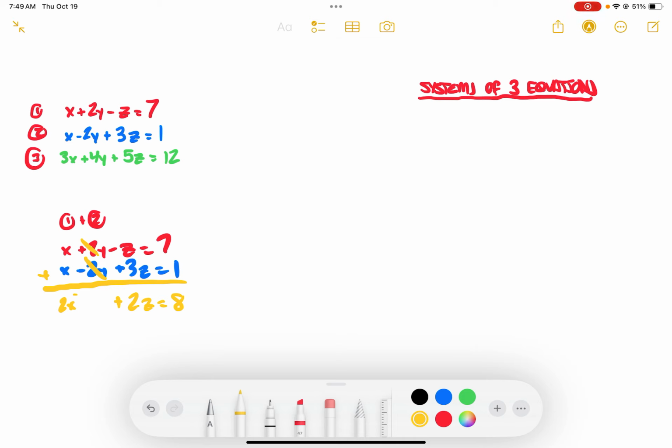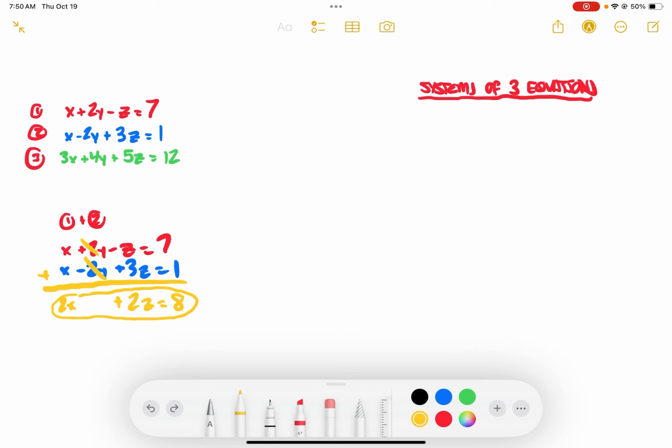And now I'm going to hold this equation off to the side, right? Because I need a system of two equations in order to do anything substantial. So in this example, I added equations 1 and 2. What I need to do is find a different pair of equations and try to cancel out the same variable. So I need to cancel out the y variables again.